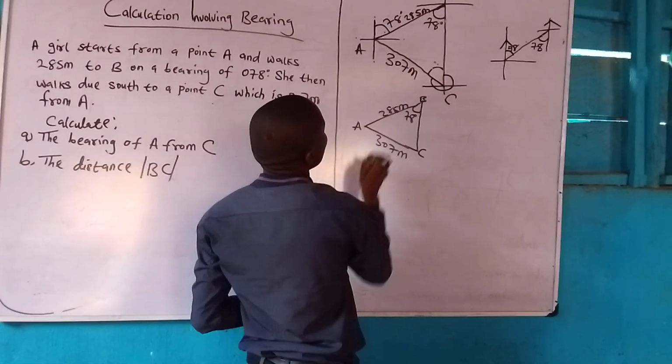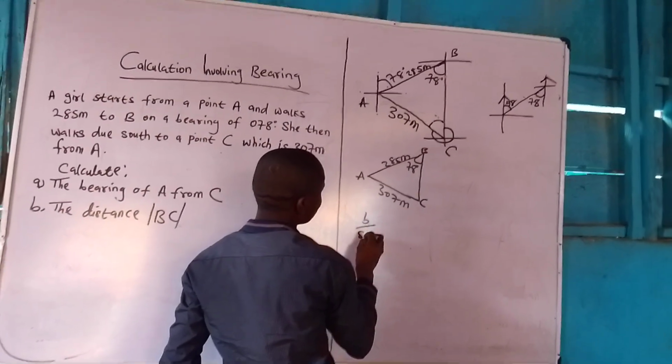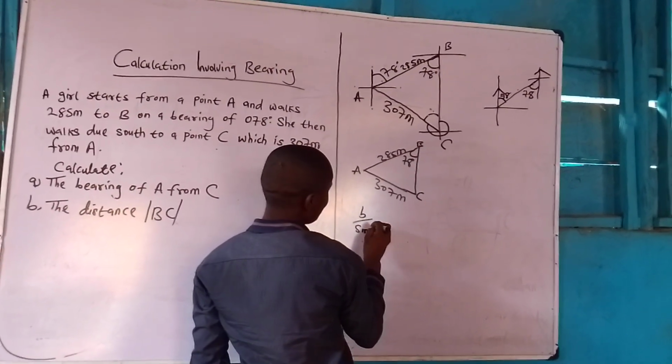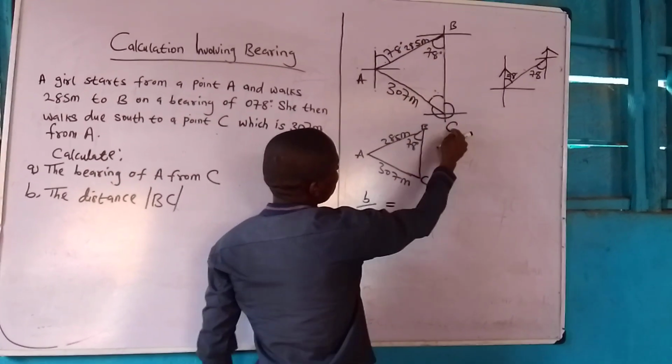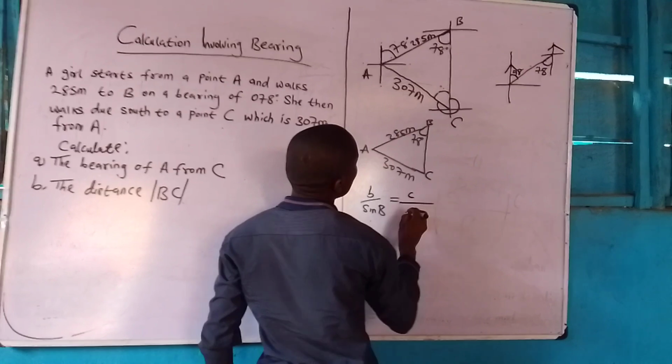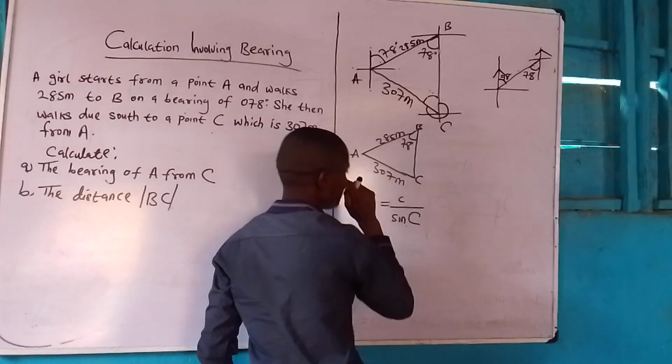We can just say that this is about B now. This will be small b over sine capital B equal to, this is the angle we are finding, is it not? That will be our small letter c over sine capital letter C. That is the angle we are finding here, right?